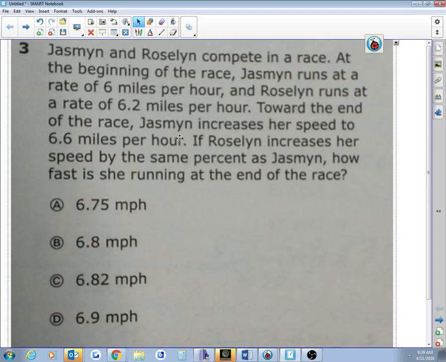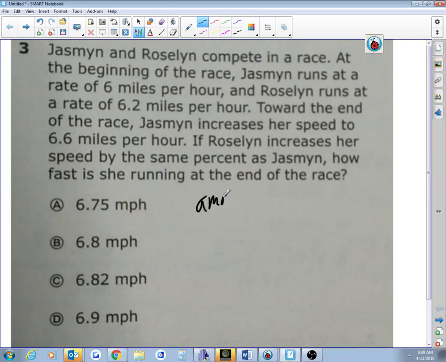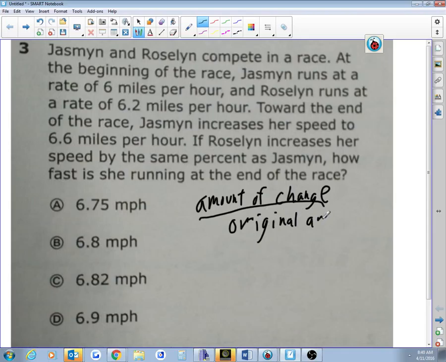Towards the end of the race, Jasmine increases her speed to 6.6 miles per hour. If Rosalind increases her speed by the same percent as Jasmine, how fast is she running at the end of the race? Okay, so we're going to have to find our percent of change. That's going to be the amount of change over the original amount. This is one of those formulas you want to memorize.